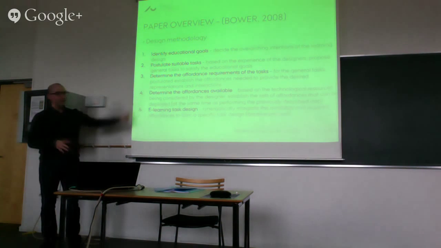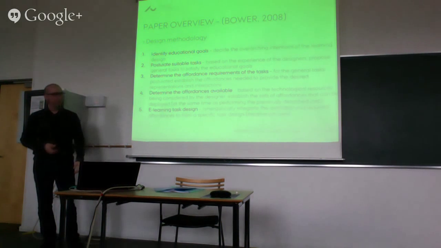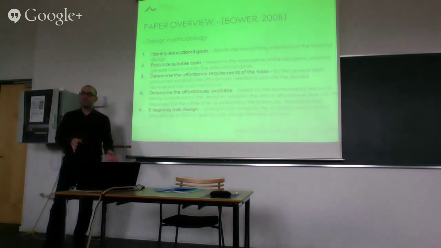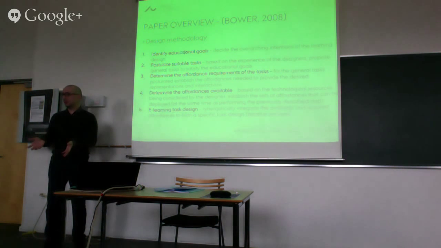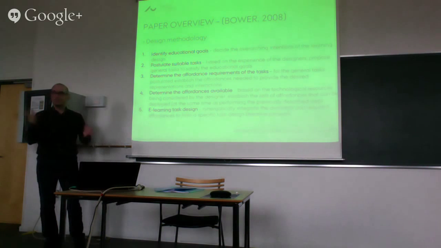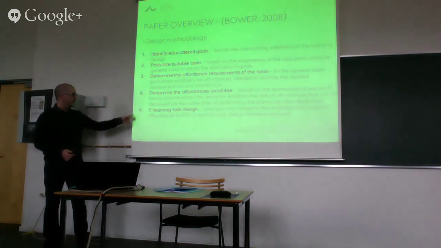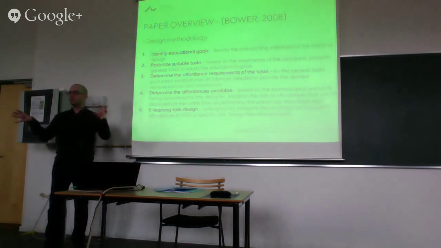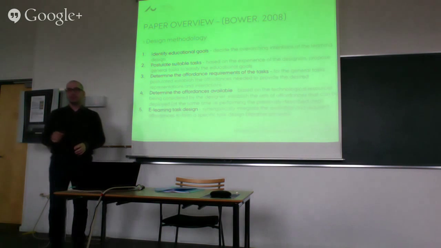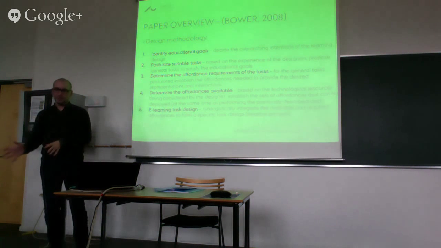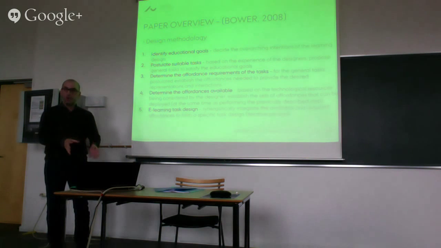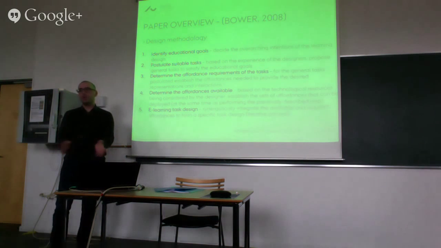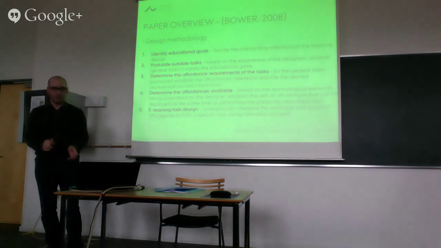So you have to determine what kind of affordances you are actually provided with. And again, it's part technical, part perceived. And the last one, now that you have both, you can see if there is a match. You can see if I have the tools for the task that I need, or if I need to change the task, or if I need another tool. Okay?